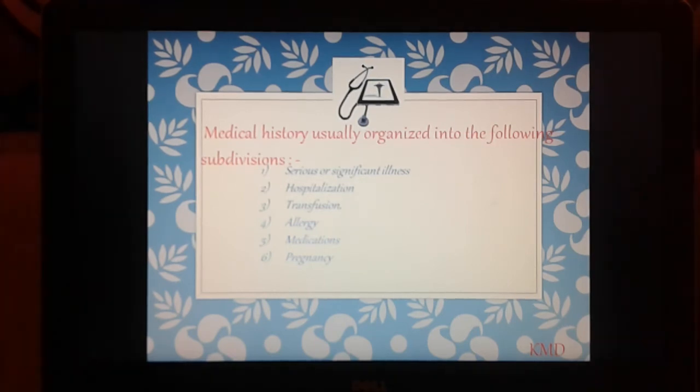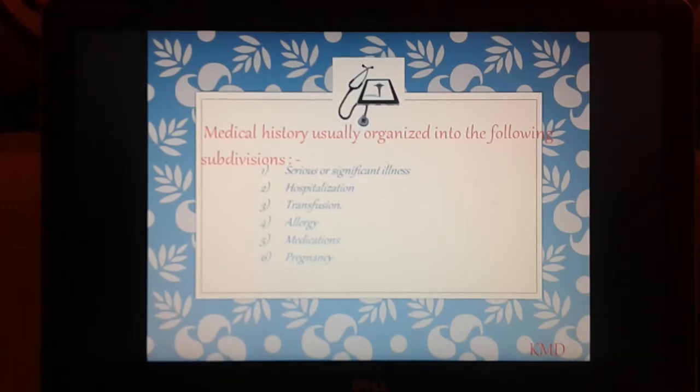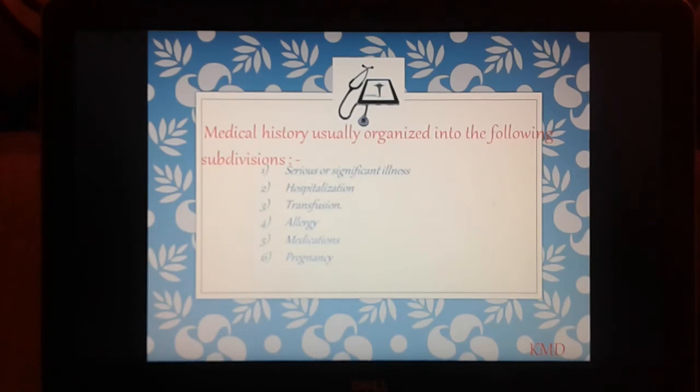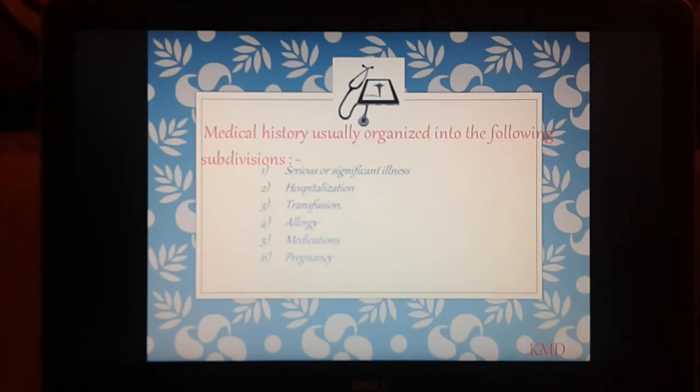The second one is the hospitalization. The history of hospitalization is very important, which gives us a record of hospital admissions along with the history of any major surgery. And the third one being the transfusion, a history of blood transfusions including the date of each transfusion and the number of transfused blood units have to be recorded. In some instances, the transfusion can be a source of persistent transmissible diseases.